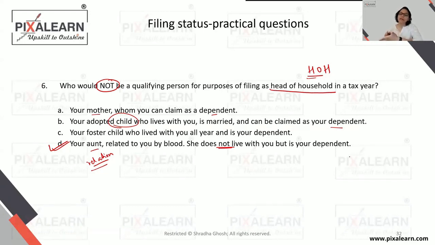So single, married filing jointly. Clear. Married filing separately. Clear. Qualifying surviving spouse, not in the year of death, but 2 years thereafter, provided you have also maintained a house for the entire year for a qualifying child who's dependent on you. What is HOH? You're single. So basically you're alone and you're taking care of people.